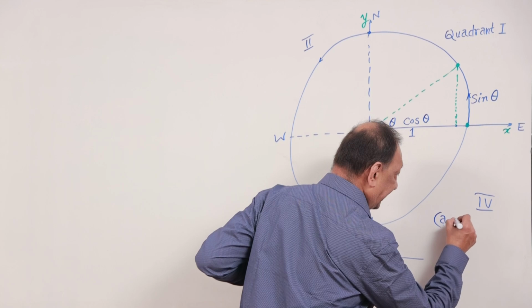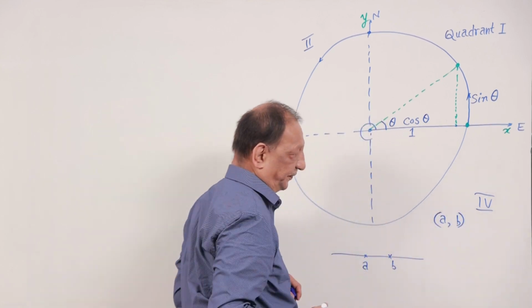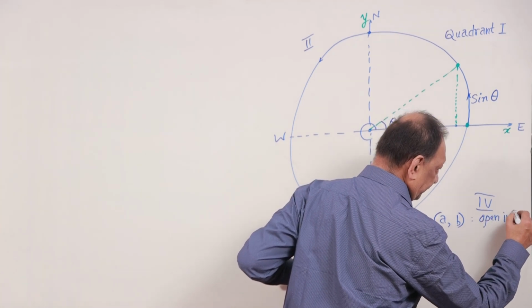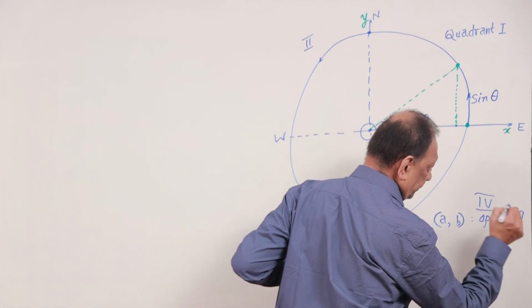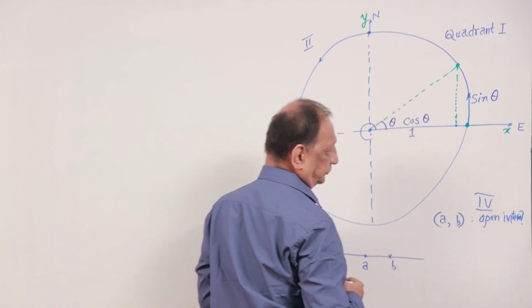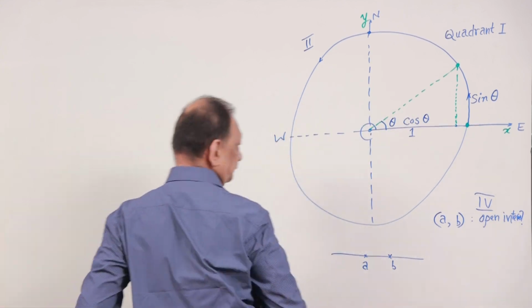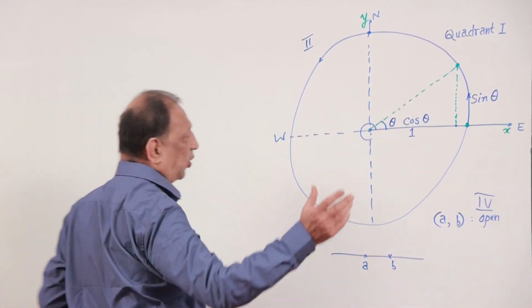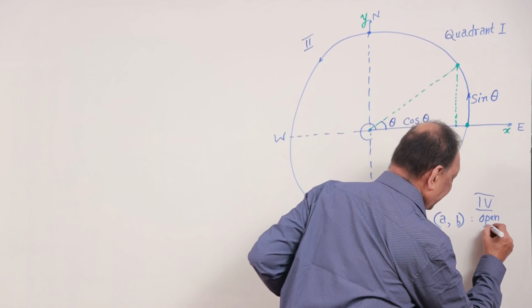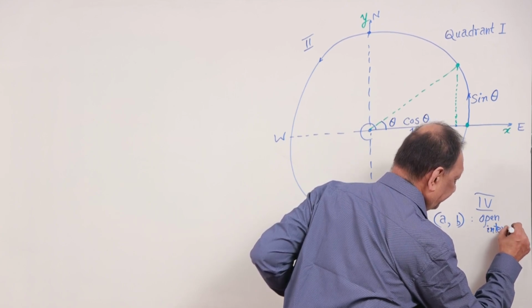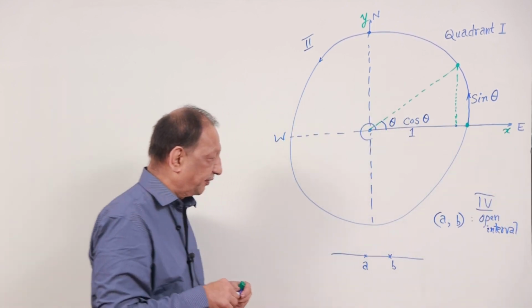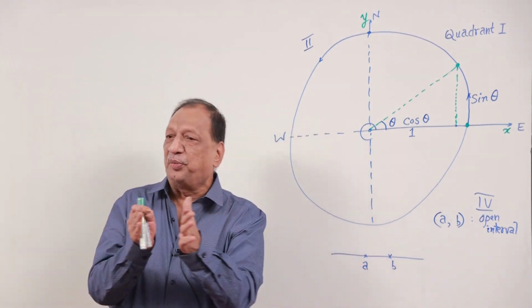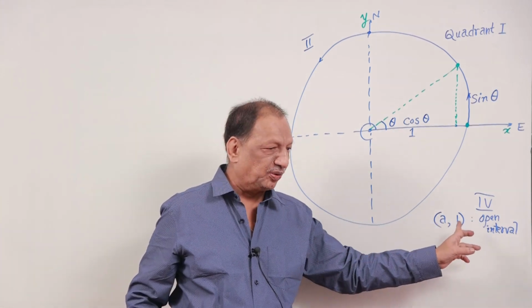One is open bracket A comma B, close bracket. This is known as an open interval. What is the meaning of open? Open means ends are open. So, this open interval does not include the endpoints. That is the meaning of open interval. A and B are actually not in this open interval. Other than A and B, everything else in between is the open interval A comma B.